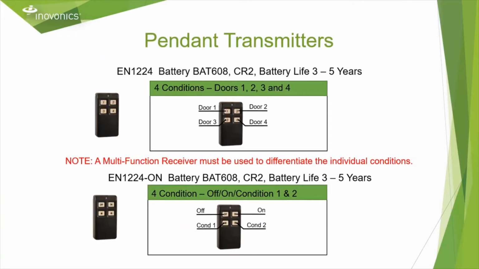The EN1224 and 1224ON also use a CR2 battery with a 3 to 5 year battery life and offer 4 buttons for 4 separate conditions. The only difference between these two pendant transmitters is what's printed on the buttons themselves.